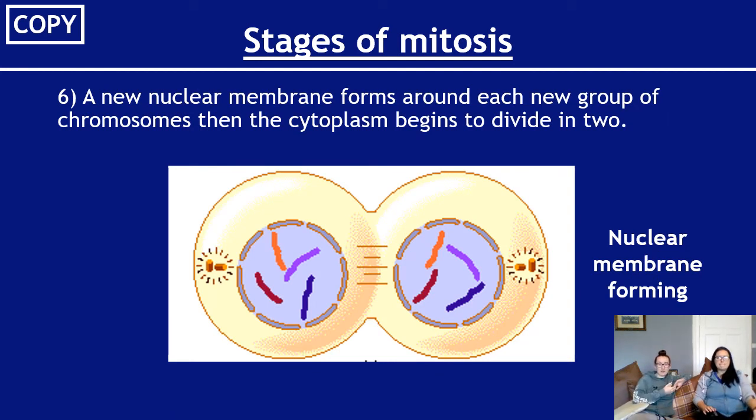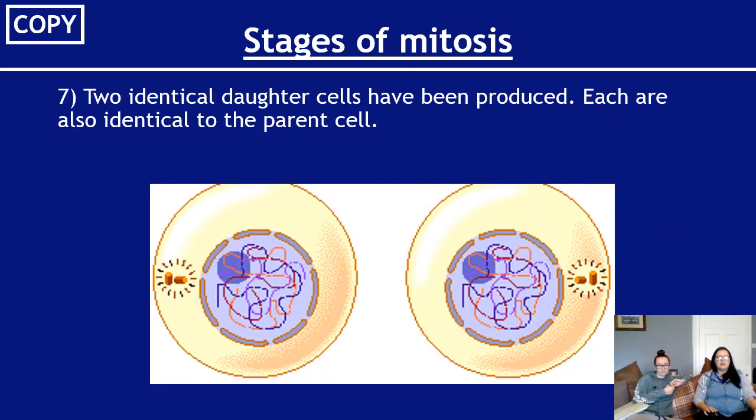Then one of the final things to happen is a new nuclear membrane forms around. So remember, it's dissolved before, it's disintegrated at the start. So a new nuclear membrane now forms around this new group of chromosomes, and the cytoplasm begins to divide in 2. So we can get our nice 2 new cells basically pinched off. So there's our new nuclear membrane. Okay, and that's the end of the process. 2 identical daughter cells have been produced. Each are also identical to the parent cell, so they have the right number of chromosomes inside the nucleus.